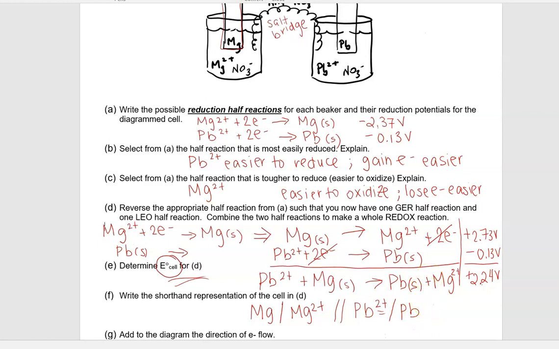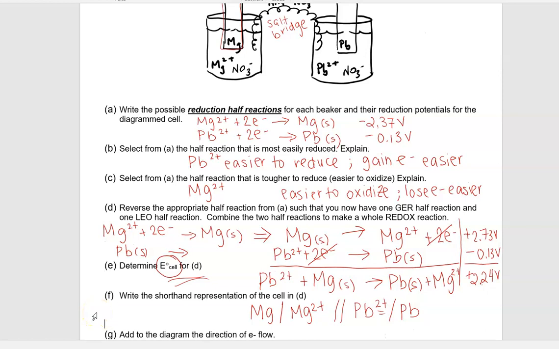Let me erase that. So that one was being reduced. So in a shorthand, you can look at this and immediately tell if something's being oxidized, which is magnesium, and which one's being reduced. All right, let's go down a little bit further.